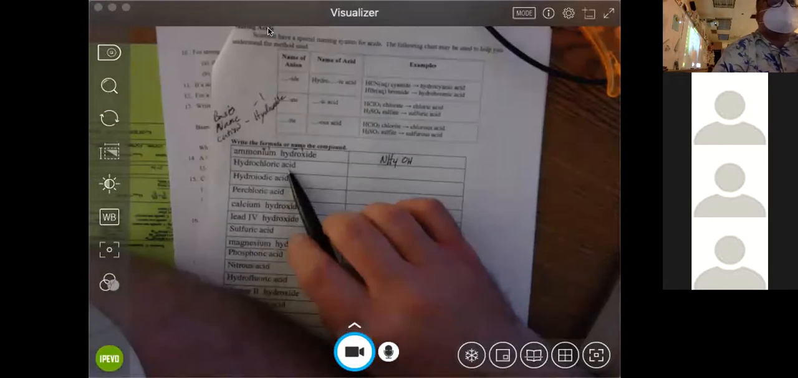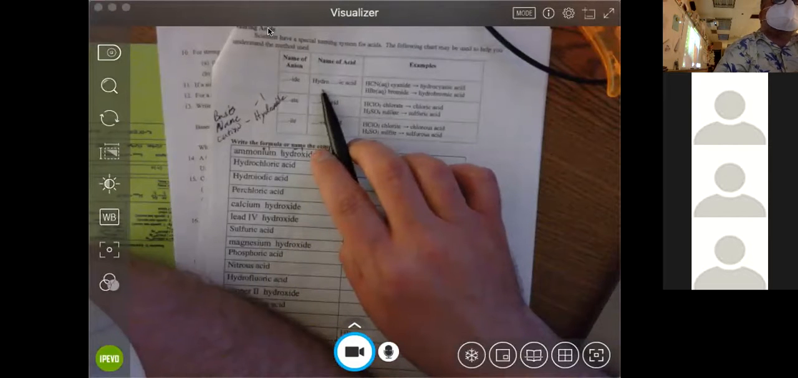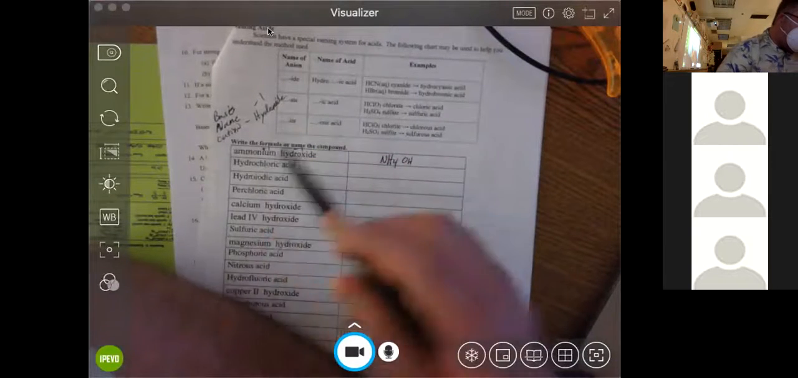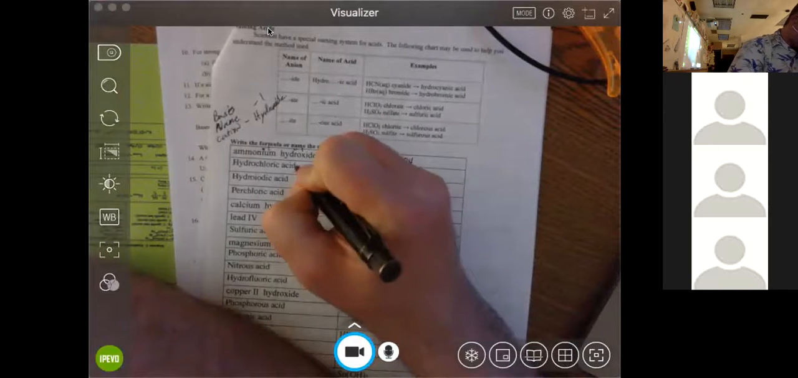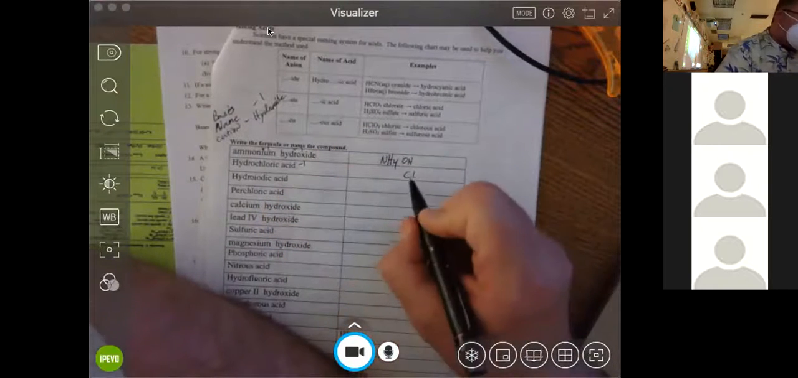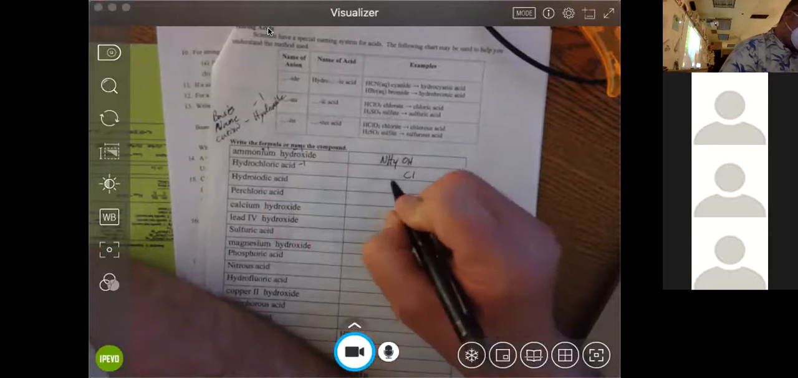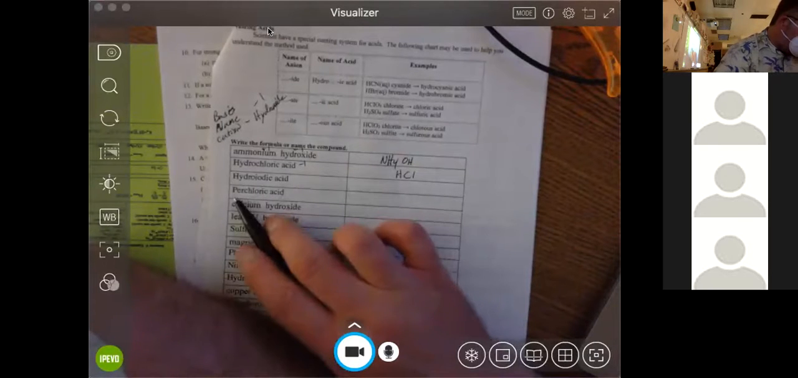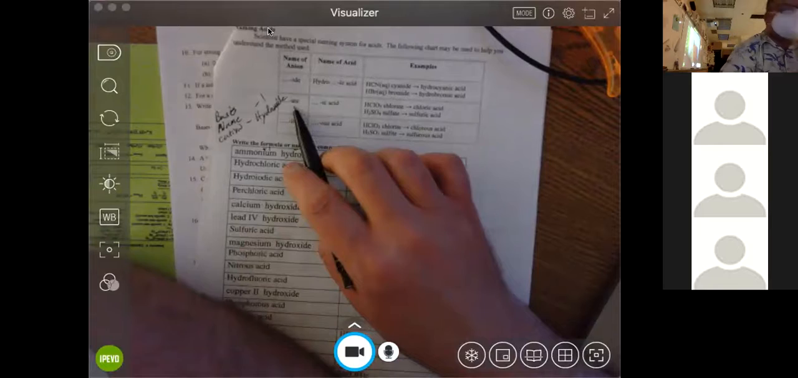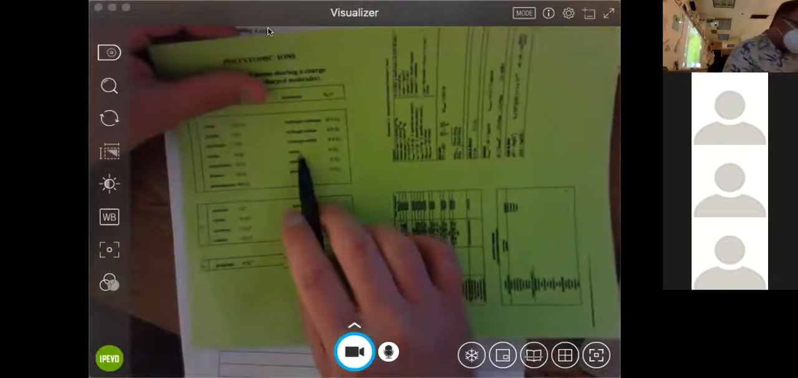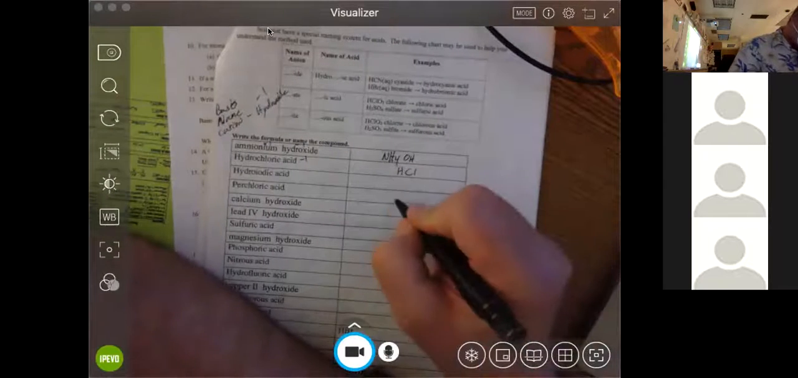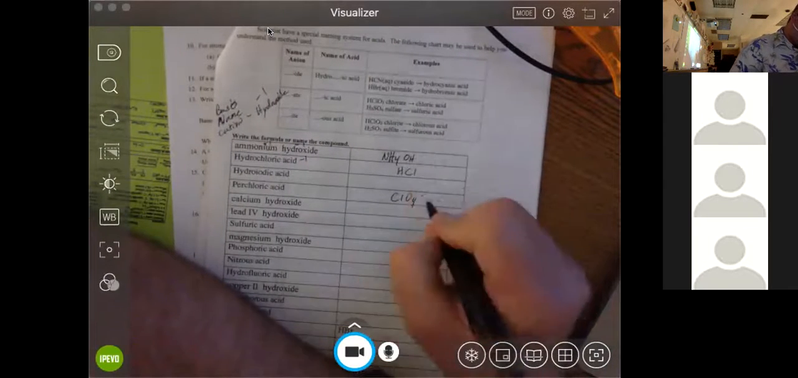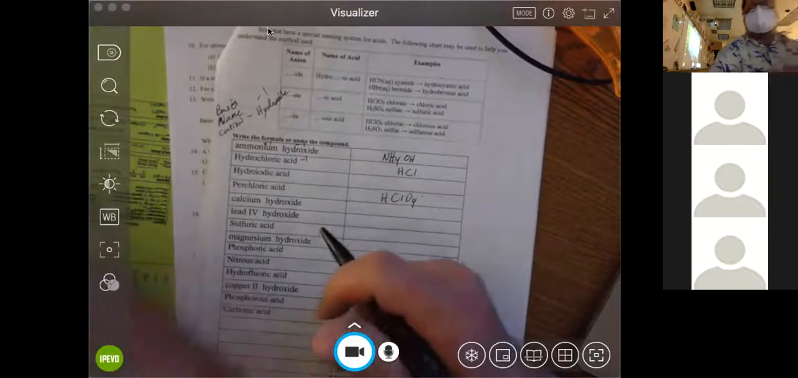Hydrochloric acid. Well, hydro means that it used to end in -ide, so it used to be chloride. Chloride is Cl with a -1 charge. How many hydrogens are needed to balance out a -1 charge? 1. HCl. Perchloric acid. That means it used to be perchlorate. Perchlorate is ClO4 with a -1 charge. With a -1 there, we need 1 hydrogen to balance out the -1.